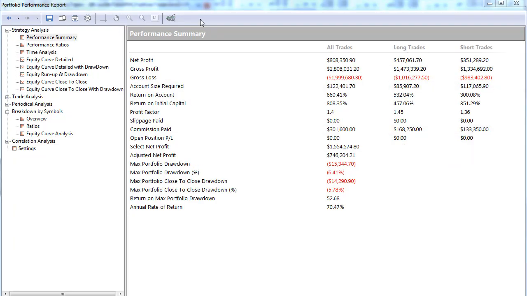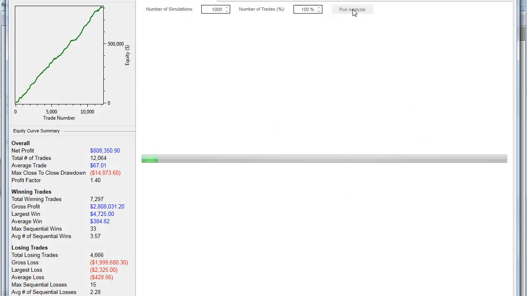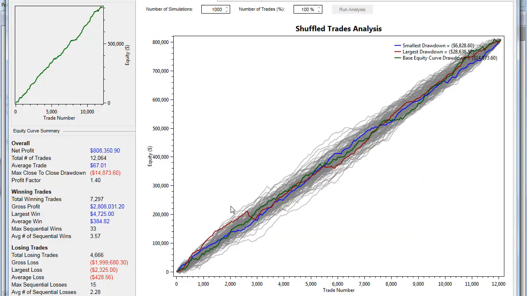So here's the performance summary again. To get the Monte Carlo results, you simply click on this icon, and we're going to run analysis, and this is just the basic settings, and it's very quick. It rearranges the trades and gives you a range, basically a sample range of what the best case scenario would be. A drawdown of 68.28. A worst case scenario shows $28,000 drawdown, and so about 14% on a 200K portfolio.